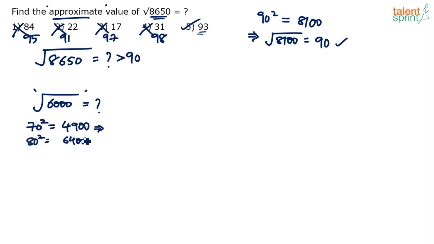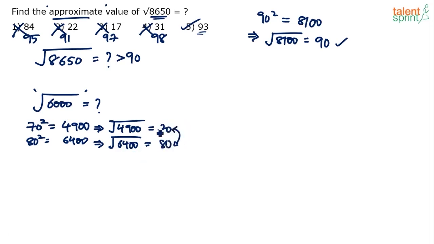Or in other terms, I can say the square root of 4900 is equal to 70, and the square root of 6400 is equal to 80. Now if you observe closely, the value given here, 6000, lies in between 4900 and 6400. Yes or no? 6000 is between 4900 and 6400. So the answer has to be between 70 and 80. So that is for sure. The answer here should be between 70 and 80. The correct answer will be in the range of 70 to 80.